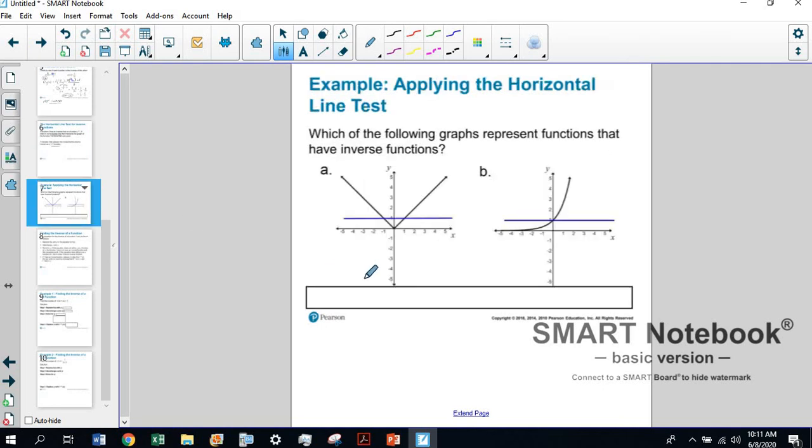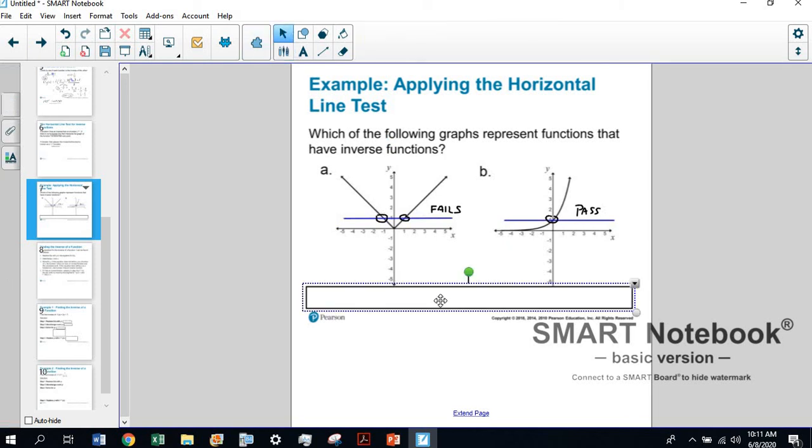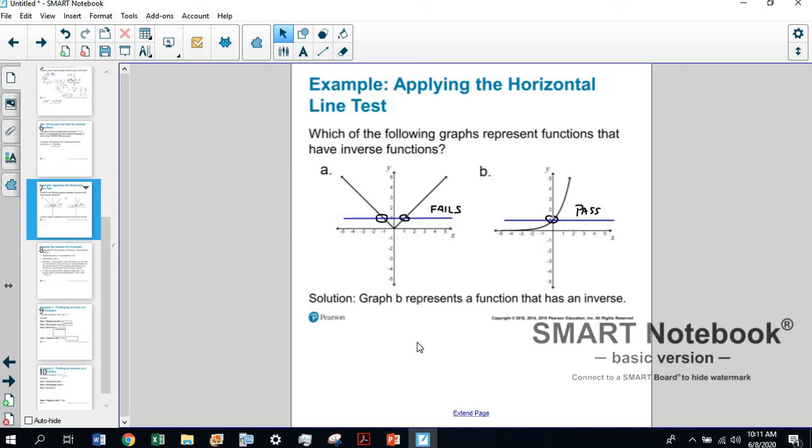All right, so here's two examples. Here we draw the horizontal line. We intersect in two spots. Okay, that fails the horizontal line test. Whereas here, if we draw a horizontal line, it only ever runs into one, and so this passes the horizontal line test. All right, and so as far as we are concerned, what does that mean? That means that graph B represents a function that has an inverse. Okay, graph A does not have an inverse.